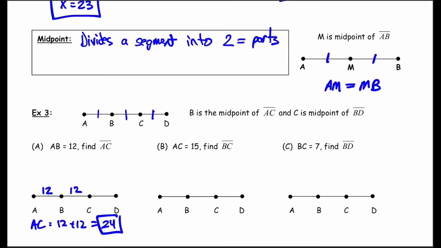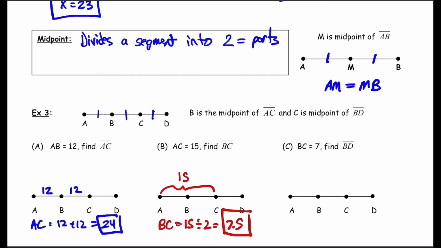All right, my next example, it says AC is 15. So this whole distance here, A to C, is 15. So I'll use one of those braces to indicate that. Then it says find BC, well, this piece. Well, I think it's kind of obvious here to find BC. What I'm going to do is take 15 and divide it by 2, and that's going to give me 7.5.